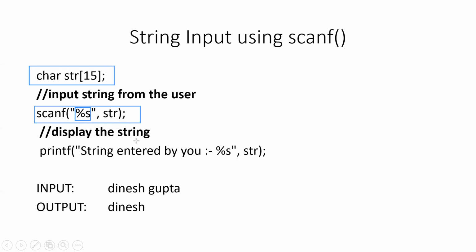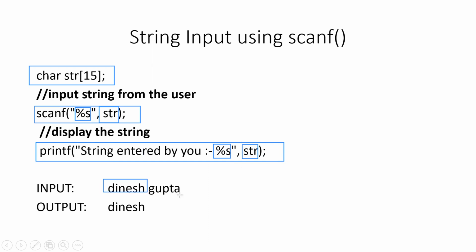When you accept a string value, as you can see here, there is no need to use the reference operator, that means there is no need to use the ampersand operator. The last line is used to display the value entered by the user. Again, the %s specifier has been used and the value to be displayed is the string str. Now let's have a look at the output of the program. Let us suppose that the user inputs Dinesh Gupta.